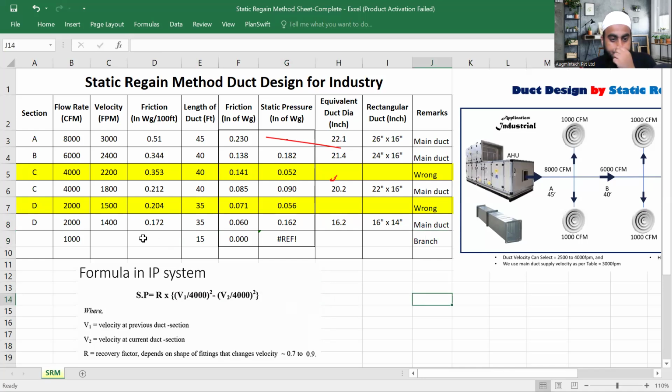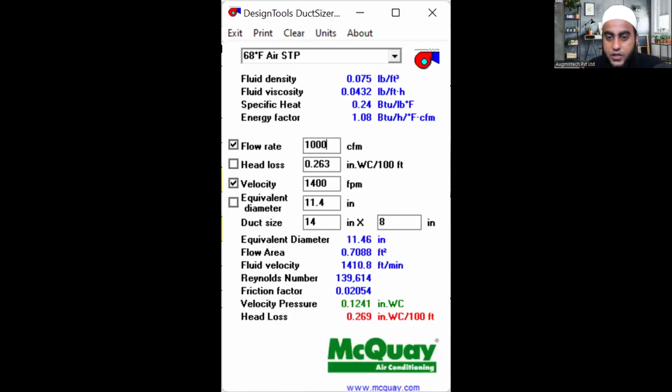Tell me now, how much velocity can we take here so that we satisfy the condition? Someone is telling me 1000 FPM velocity is considered in the branch duct. Let's check it now. Open the duct sizer software. Here in the branch duct, flow rate is 1000, all of you know that. And velocity we are maintaining 1000, as you are saying. Now see, as per that, if I'm maintaining 1000, the head loss is coming 0.113.